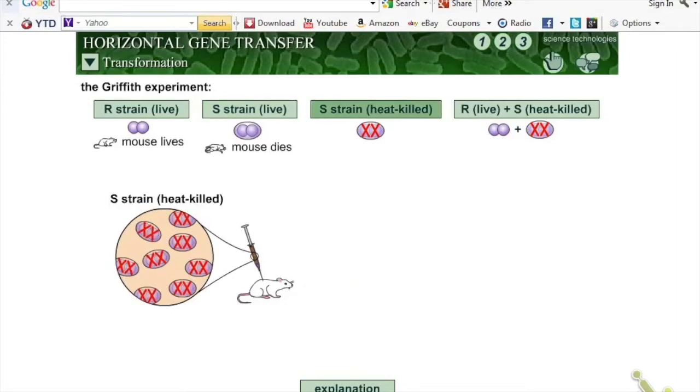How about the heat-killed S strain? Heat can be used to kill the smooth strain of Streptococcus pneumoniae. When mice are injected with these heat-killed cells, the mice live.